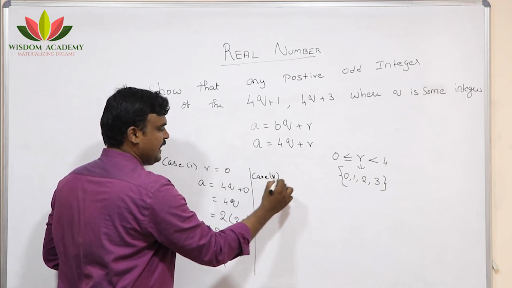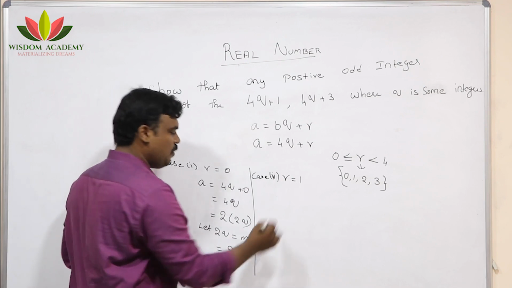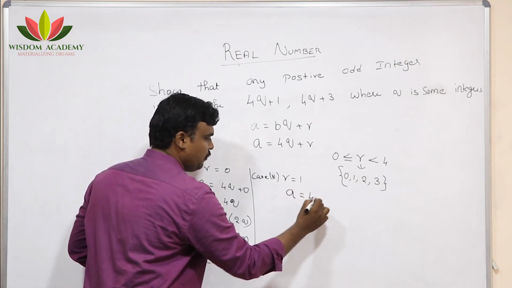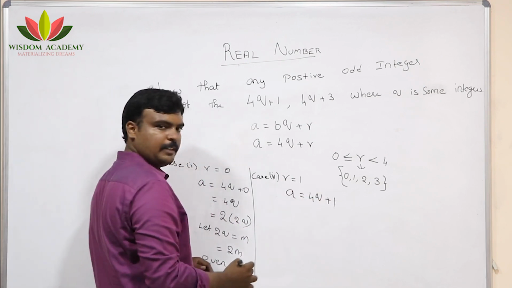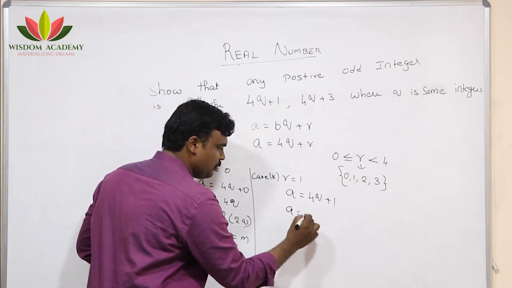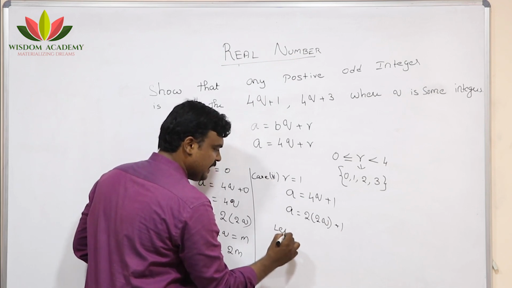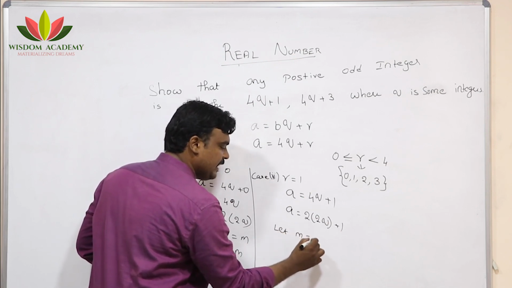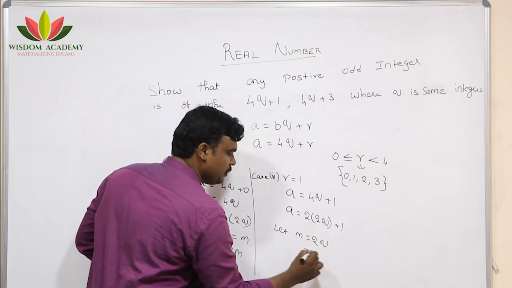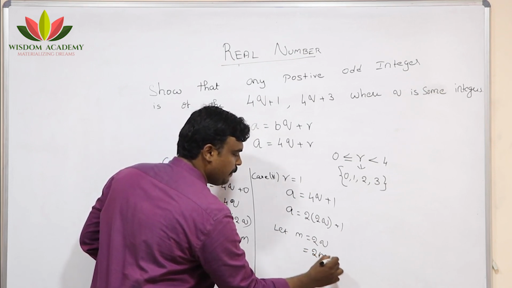Case 2, I will take remainder as 1. Now my format will be A is equal to 4q plus 1. Now I can take A is equal to 2 into 2q plus 1, right? Let my m be 2q, so 2 into m plus 1.